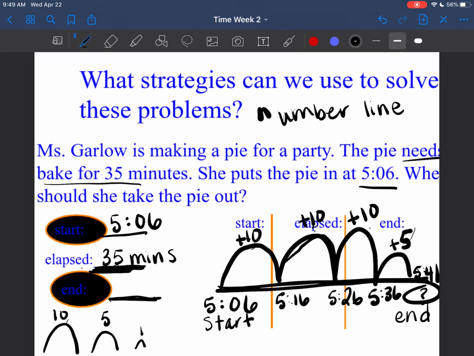So what time should Miss Garlow take the pie out of the stove if she bakes it for 35 minutes? She should take it out at 5:41. 5:41 is our end time.